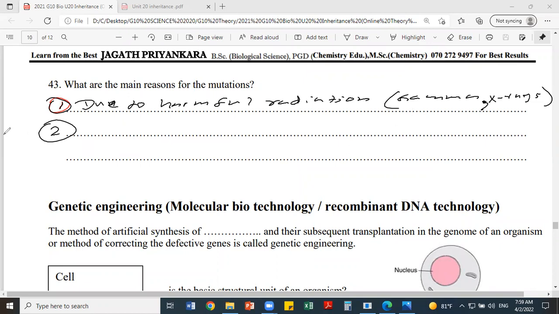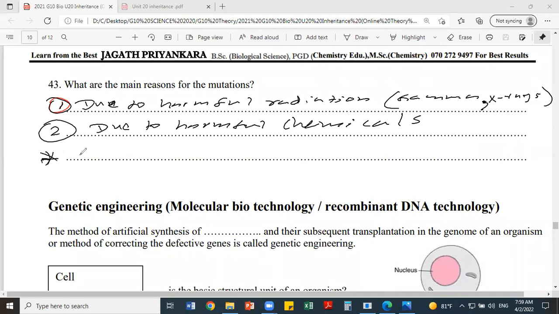Then number 2, exposure to harmful chemicals can result in mutation. Okay, not number 3. You can put a stand here.